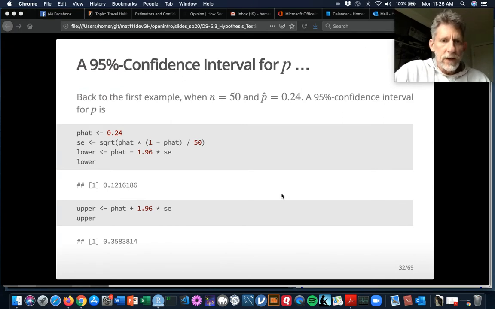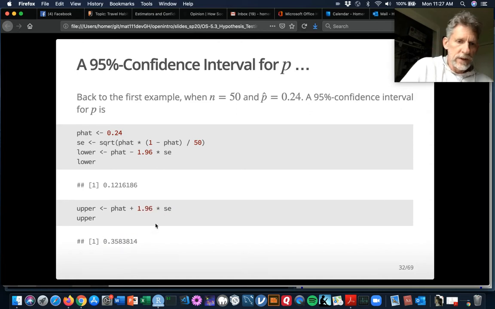Thinking back to our first example from the last slides, when the sample size was 50 people with four-year college degrees, and the sample proportion was 24%. If you were to take that data and make a 95% confidence interval, as we have learned how to do, it could be done through the code that you see here. The lower bound would be about 12%. The upper bound would be the sample proportion plus the margin of error, about 35%, 12 to 35%.